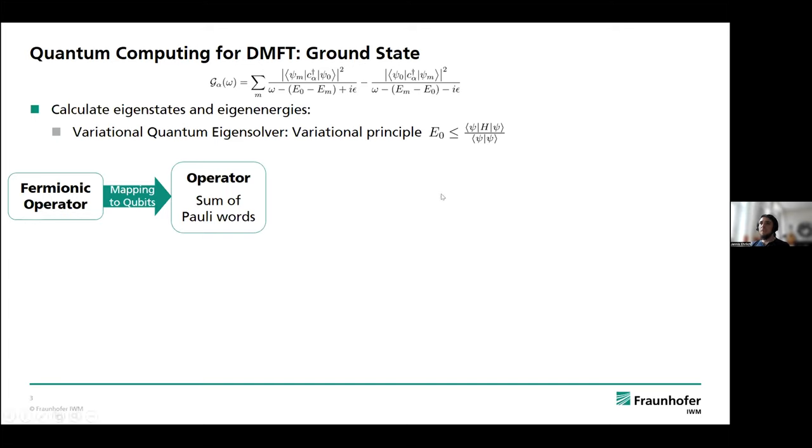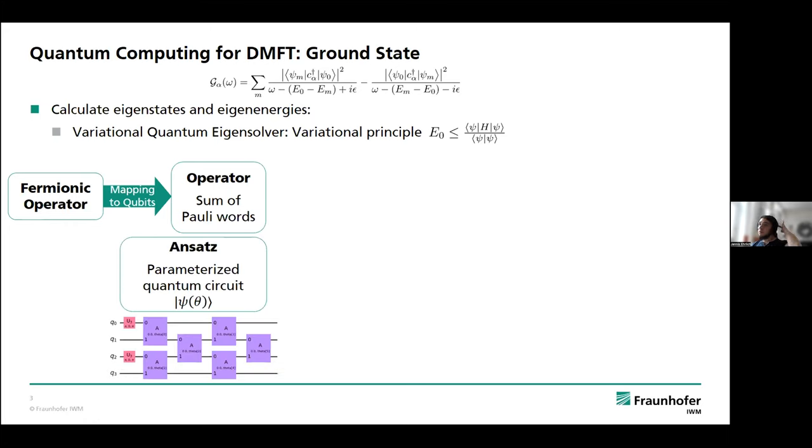There are different ways to do this mapping. I used the Jordan-Wigner mapping later on in the results I show. But basically, we transfer from fermionic creation and annihilation operators to spin operators, which are working on the qubits. And the Pauli words I wrote about here are a list of Pauli operators, every one working on one qubit. Due to the decomposition, we get several Pauli words for one operator.